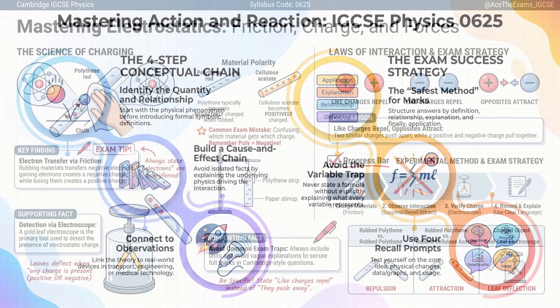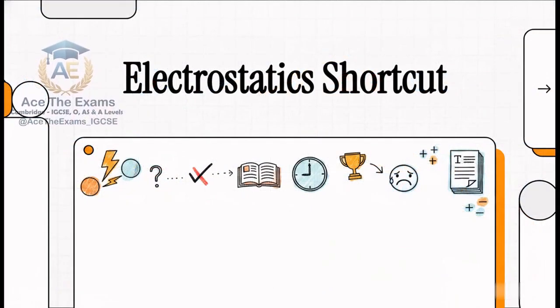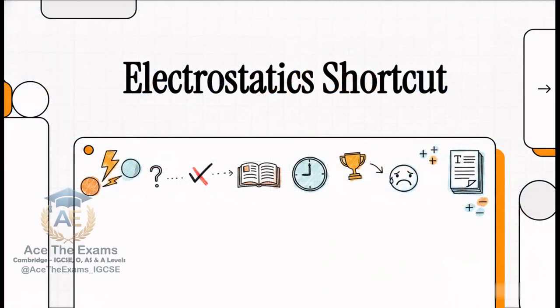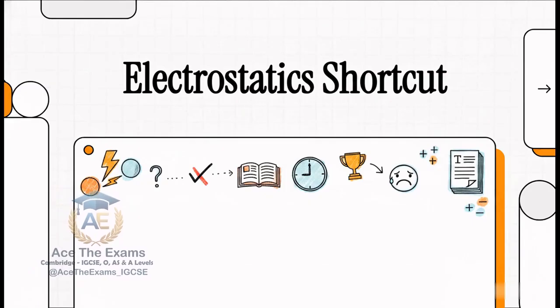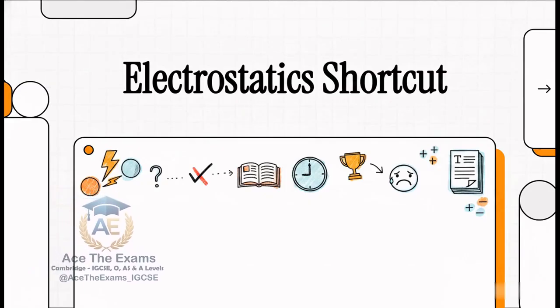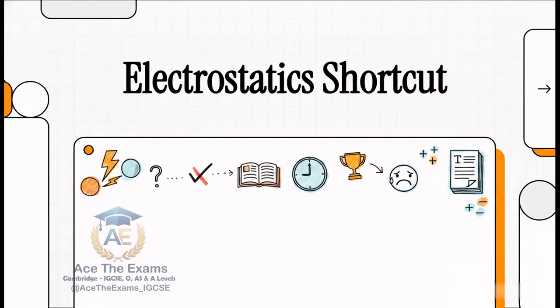You're sitting right there in your Cambridge IGCSE physics exam, paper 0625. You flip the page, see a seemingly basic electrostatics question, and think, easy, I know this. You jot down a quick answer and confidently move on. But then, results day hits, and you realize you've dropped crucial marks on a topic you literally thought you had mastered. So, what went wrong?